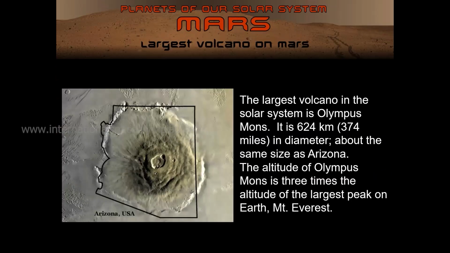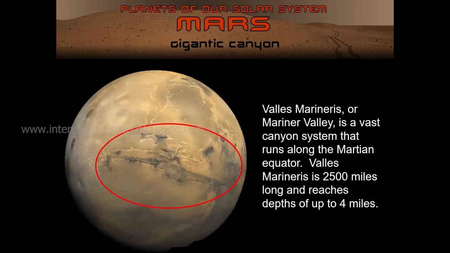This is the largest volcano in the solar system. Its name is Olympus Mons. It's not active now, but once it was active. And maybe in the coming period, in the future, it may become active. Now it is dead. The altitude of Olympus Mons is three times the altitude of the largest peak on Earth, that is Mount Everest. Then look at the size of it, imagine the size of Olympus Mons.